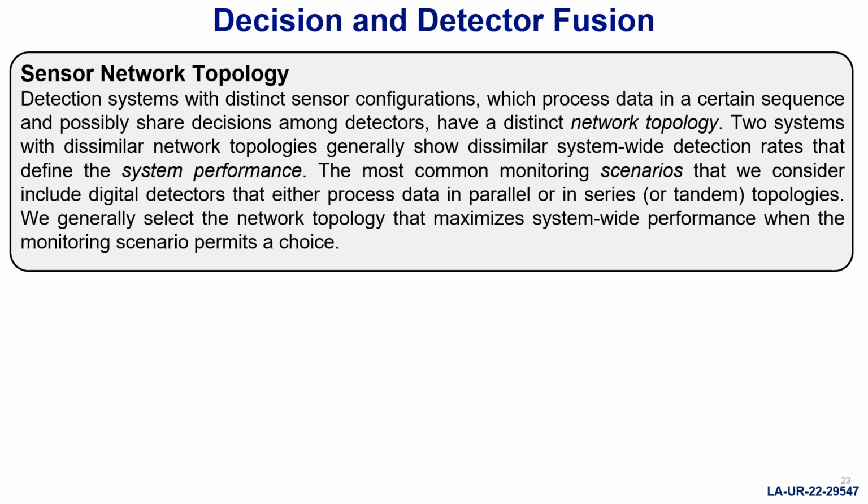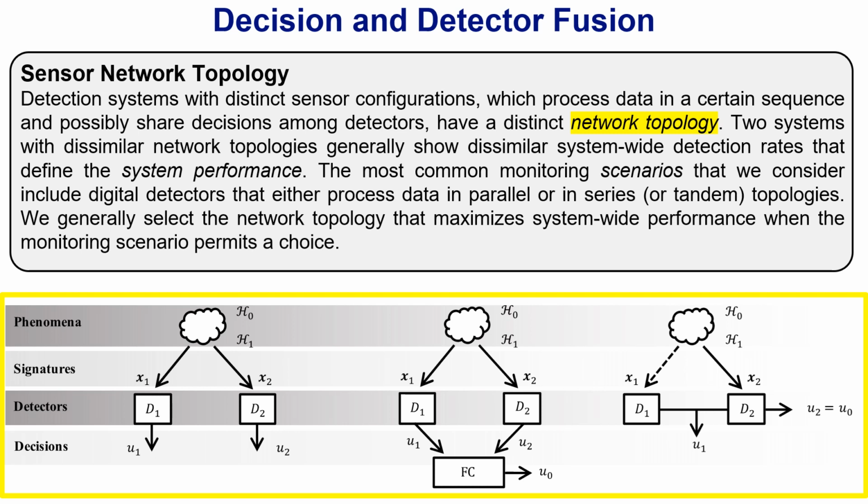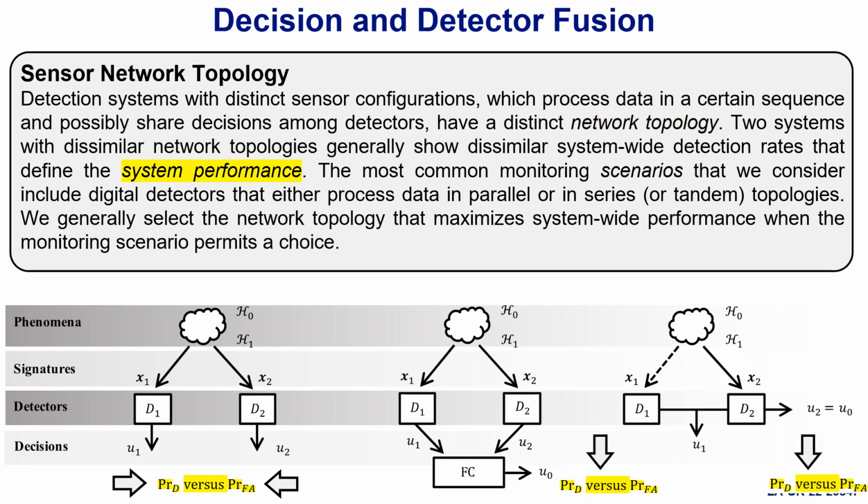These concepts of data fusion can apply to various types of sensor configurations that process data in particular sequences and that share or do not share decisions. I now consider three network types. These three models show distinct network topologies. They each have their own false alarm and detection rates that define their overall system performance.